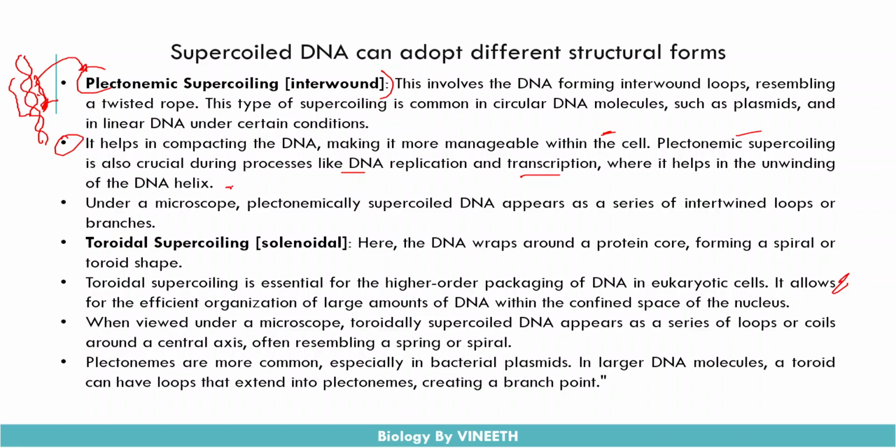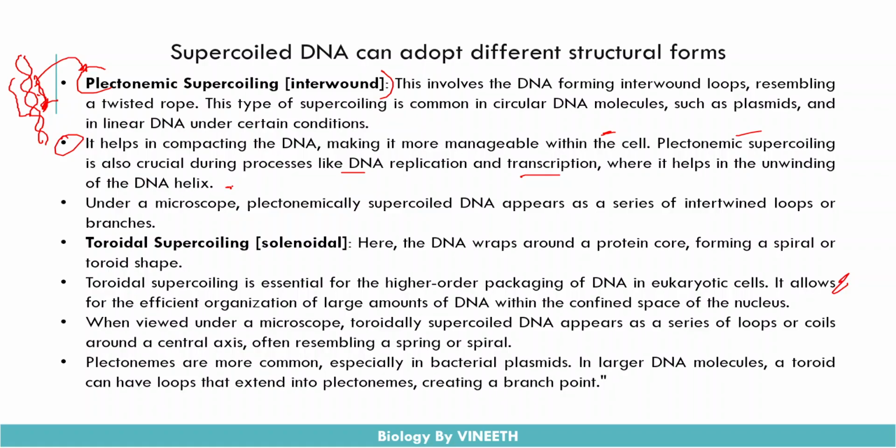So in the case of bacterial replication, and also for the transcription process, this plectonemic supercoiling helps the DNA to undergo unwinding, making it readily available for the replication machineries or the transcription machineries. So that is what plectonemic supercoiling plays.